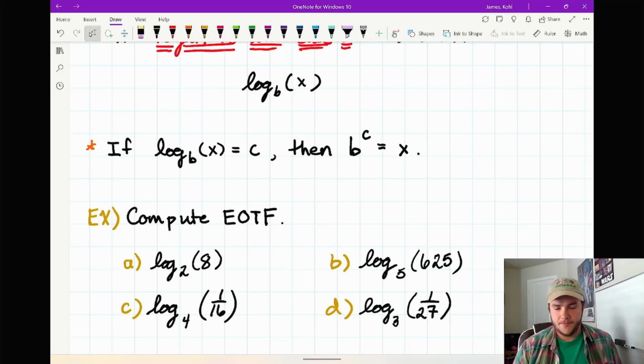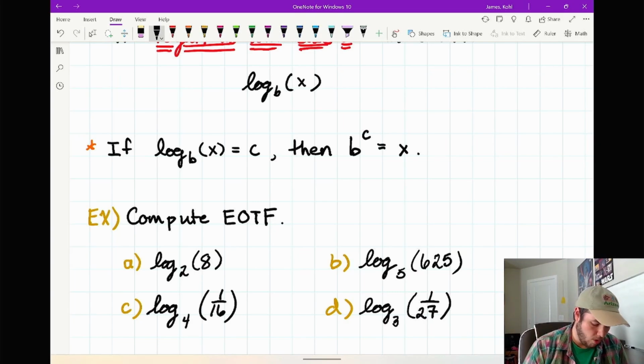In part A, we're being asked to find log base 2 of 8. Again, think of this as a question. What power or what exponent do I need to give 2 to get back 8? The answer is 3, because 2 to the third power is 8. Moving on to part B, what power do I need to give 5 to get back 625? Well, that's 4.